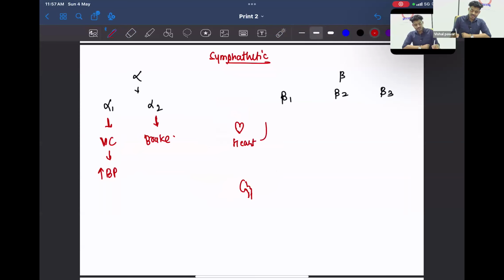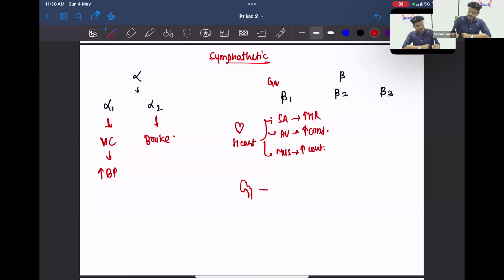And in your heart, how many things I have told you? Total things in your heart? 3. SA node, AV node, muscles. What is the function of SA node? Increase the heart. It is a GQ type of subunit. You can think like that. Okay. So it is going to increase the heart rate. It is going to increase the conduction. It is going to increase the contraction also, right?